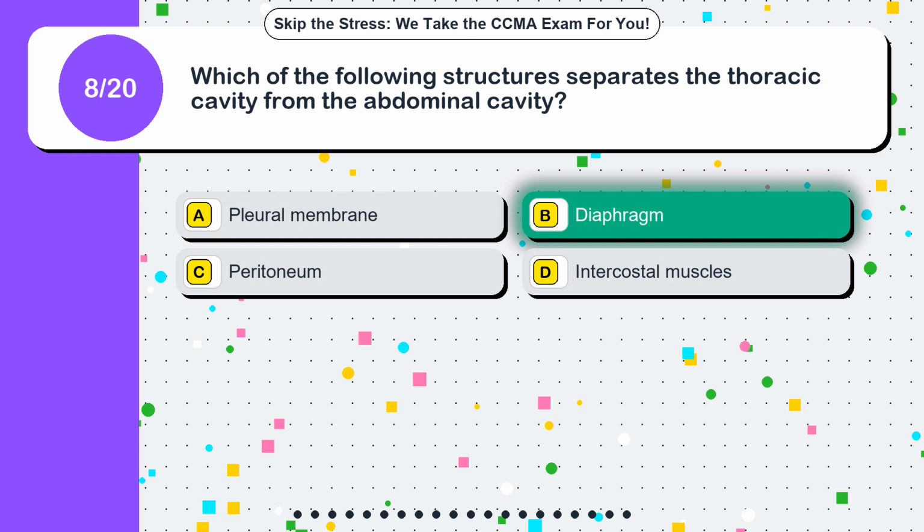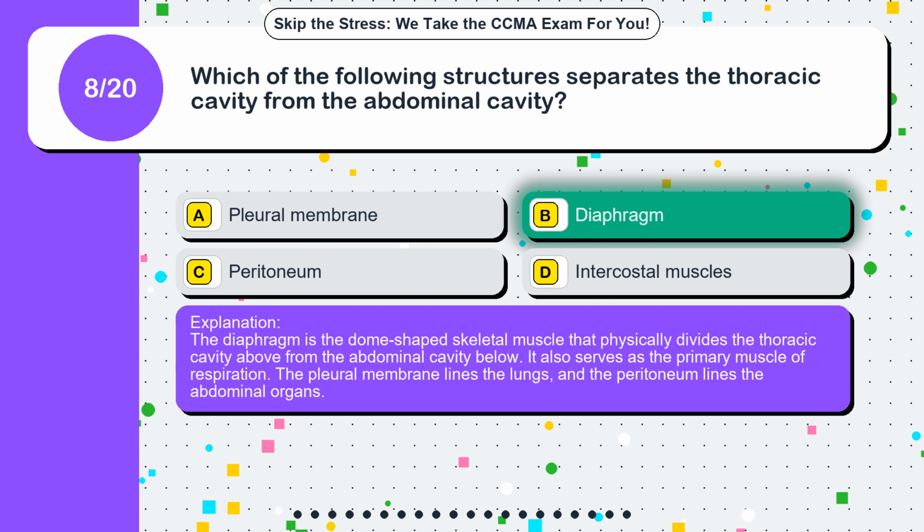Diaphragm. The diaphragm is the dome-shaped skeletal muscle that physically divides the thoracic cavity above from the abdominal cavity below. It also serves as the primary muscle of respiration. The pleural membrane lines the lungs, and the peritoneum lines the abdominal organs.